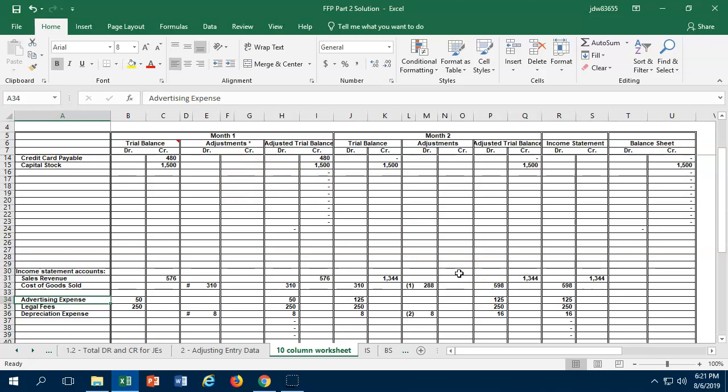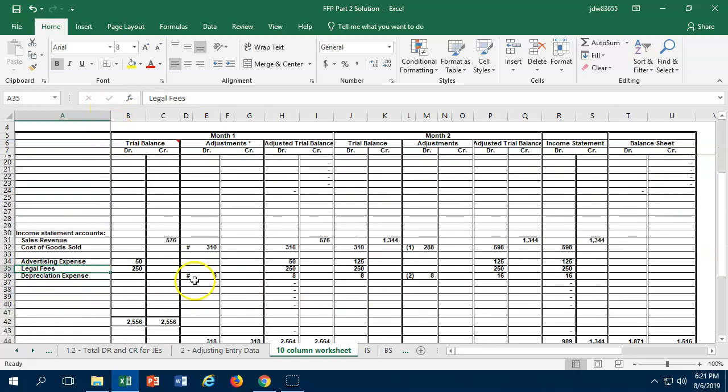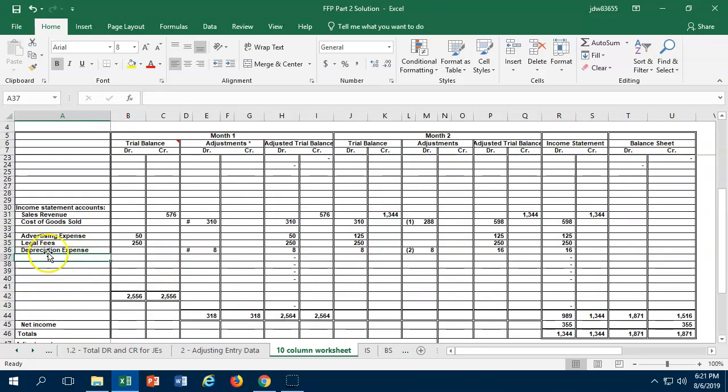There's probably going to be a new account that you're going to have to add. If it's an expense account, add it down here, rent expense, and be sure to add the columns.